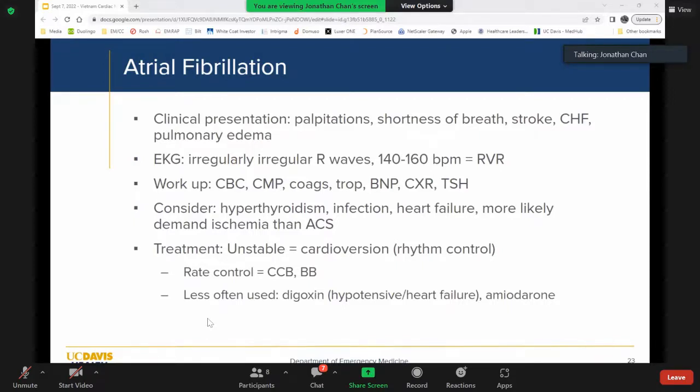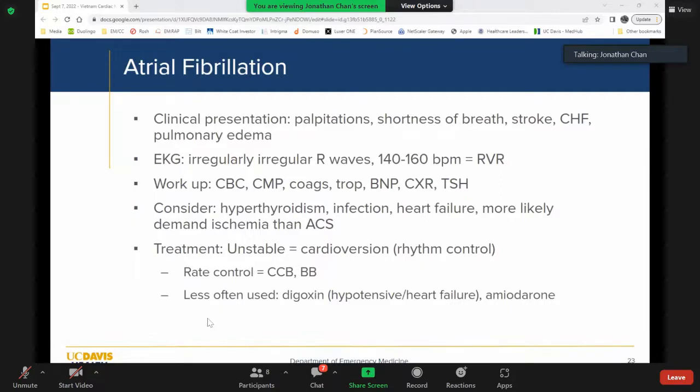Some of the labs you want to order here: you might want to get a blood count, like a CBC, and check the patient's electrolytes as well. Check their CMP. You can check their coags, or their PT, PTT, and INR, because sometimes for these patients we have to start them on anticoagulation, or a blood thinner, to help with preventing any blood clots. We want to check a BNP, in case there's any heart failure going on. We can look at a chest X-ray to see if there's any cardiomegaly, or enlargement of the heart.